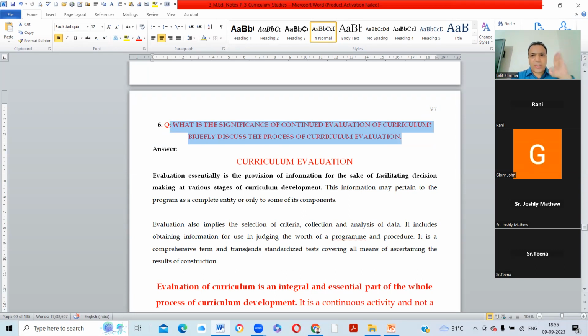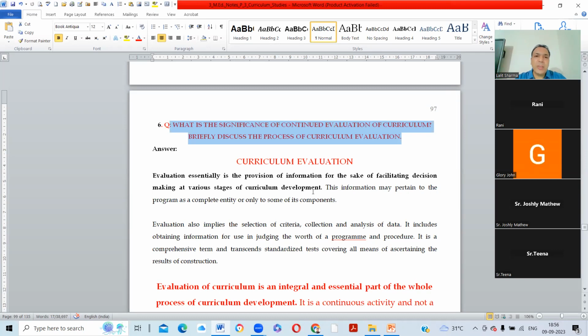Briefly discuss the process of a curriculum evaluation. This is an important question. अब क्या हो रहा है यहाँ पे? What is happening? Curriculum has prepared. अब now what is the significance of evaluating the curriculum? Okay, what is the purpose, what is the importance of evaluating the curriculum? Okay, briefly discuss the process of a curriculum evaluation.